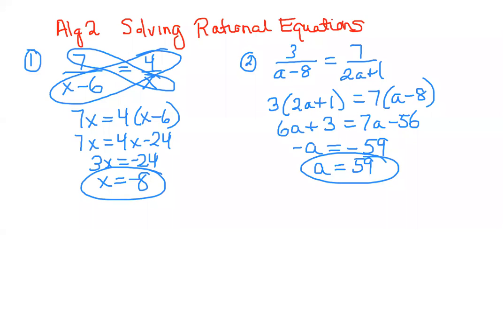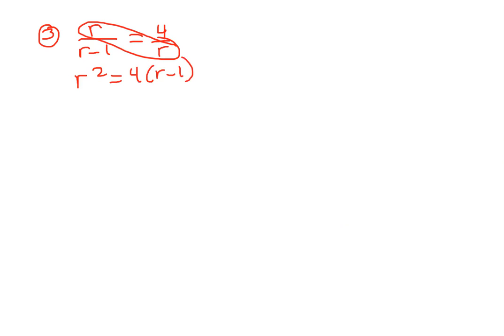Okay, let's look at another one. Number 3. We've got r over r minus 1 equals 4 over r. All right, so when we cross multiply, we get r times r, which is r squared, equals 4 times r minus 1. And when we distribute that, we get this. How in the world do you solve that? That's a quadratic. So you got to get everything on one side and set it equal to 0. And then you're going to factor.